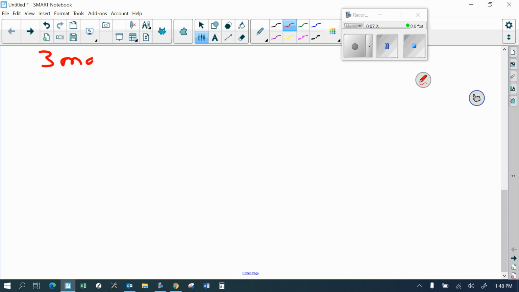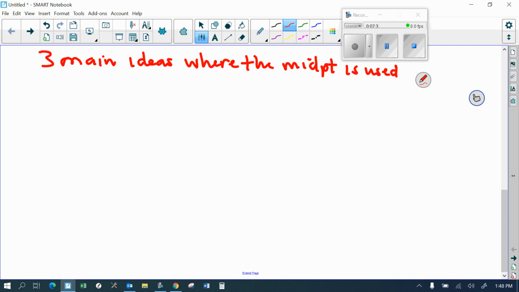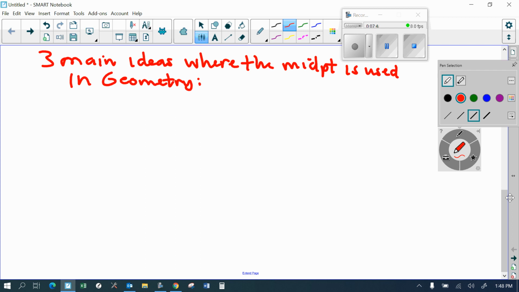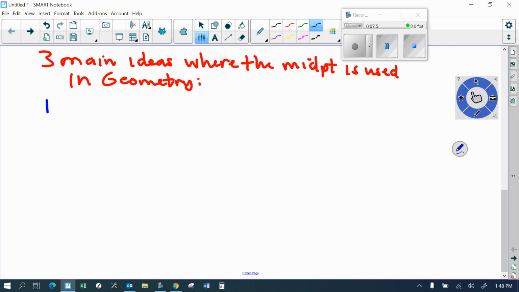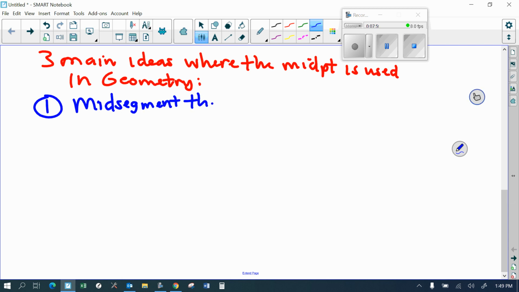3 main ideas where the midpoint is used in geometry. Okay. Number 1, mid-segment. There. I'm not explaining these now. These will come up.